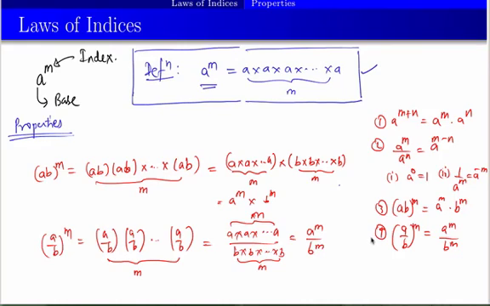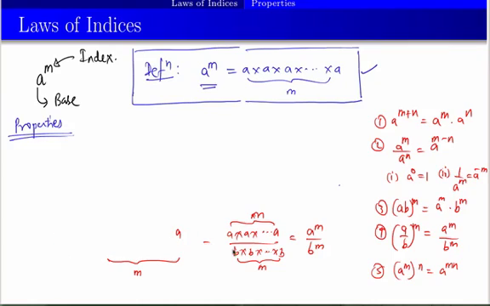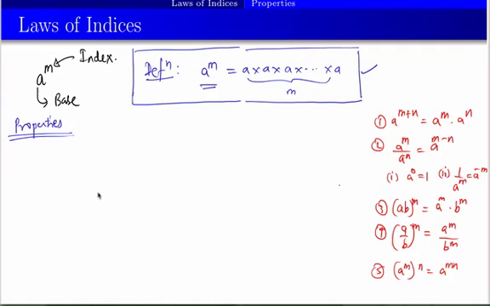Yeah. The next property actually comes something like this. It is a raised to m raised to n is a raised to mn. If I try to prove this property, it's not very difficult to prove. You can pause the video if you want to understand something in between.